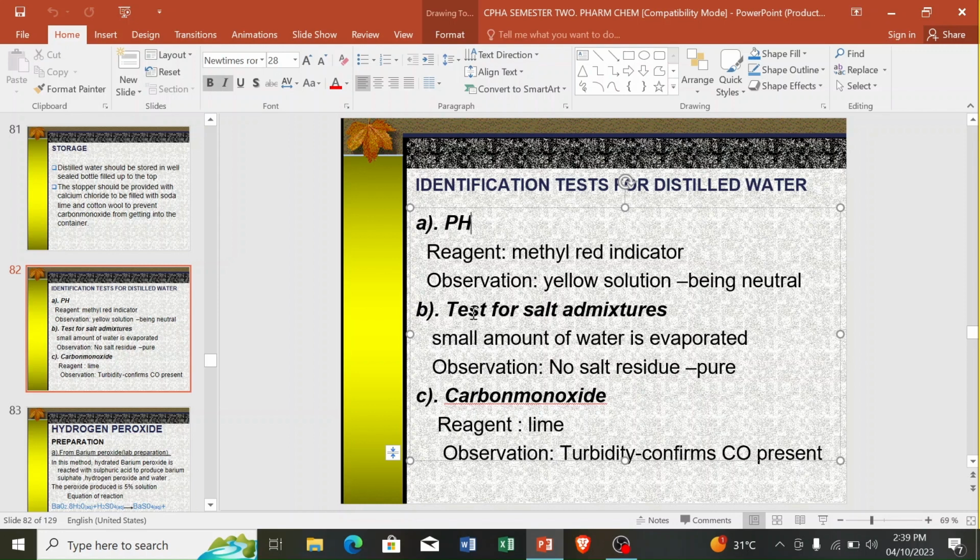We have tests for salts and mixtures. We also have to check for salts.